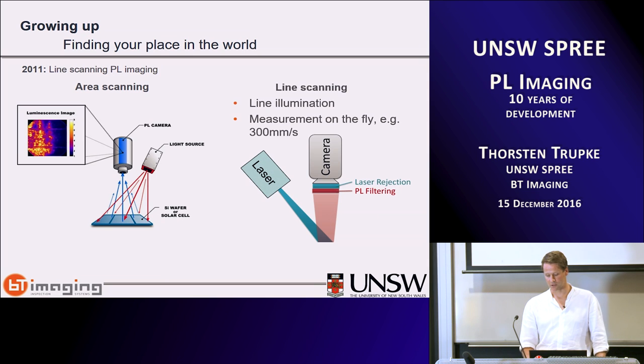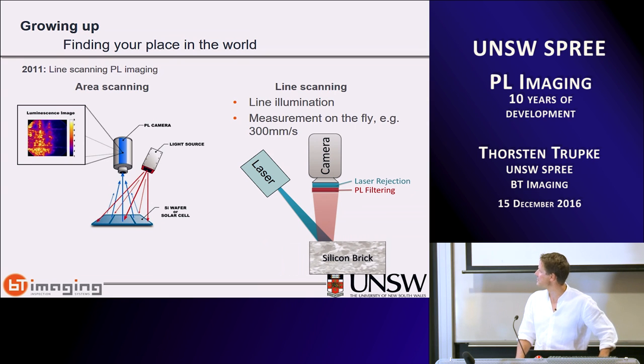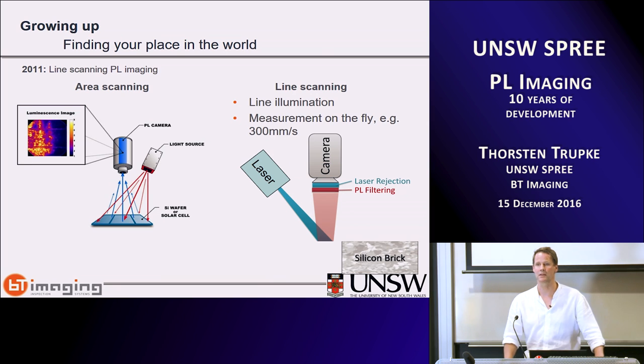The other approach is called line scanning. What we do there is we have a line camera and a line illumination on the sample. And here we show this for a silicon brick. Then the sample is moved at constant speed through that system, and the camera is read in sync with the sample motion, and the image is assembled in that fashion. This can be done at very high sample speeds, in our case up to 500 millimeters per second. And of course, this sort of measurement lends itself very much to inline applications in production, where samples are anyway in motion, and where this enables the measurements without interrupting the workflow.